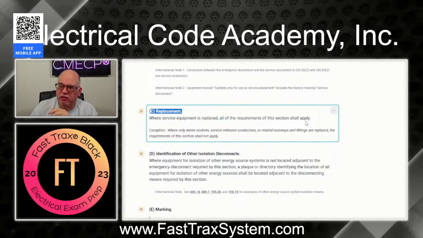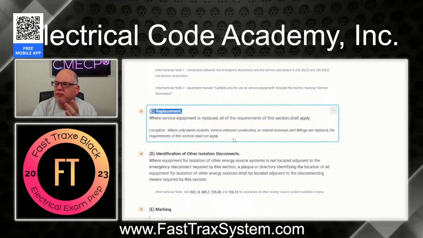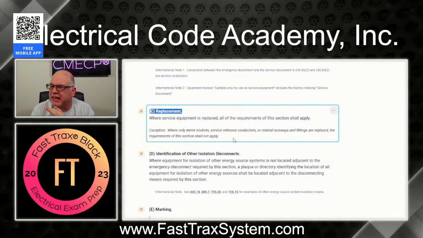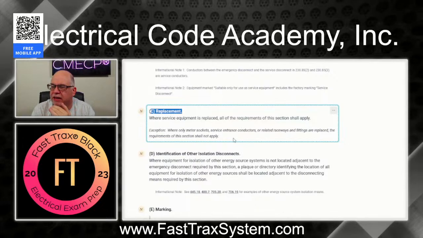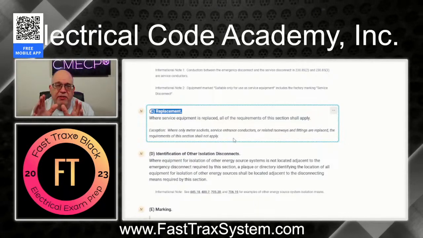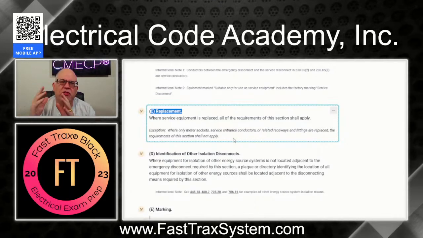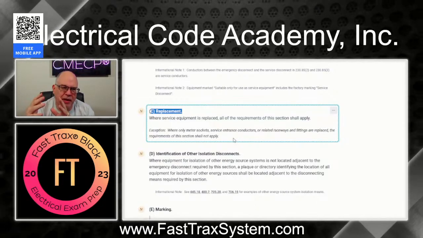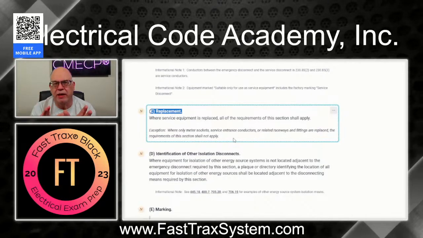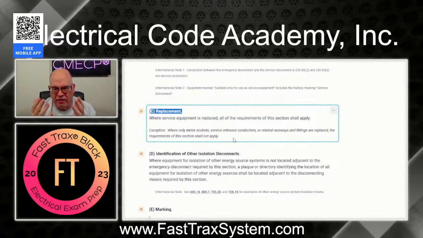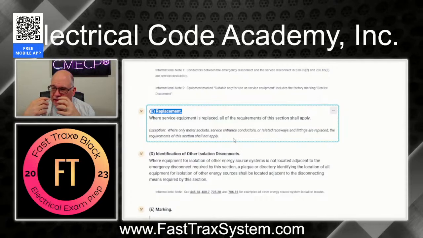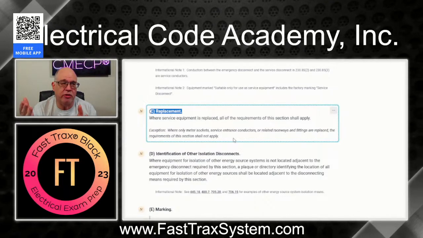But there is an exception, as we talked about earlier. If I'm only going to replace the meter socket, or I'm just going to replace the service conductors that are coming down, or I'm replacing the raceways or fittings that are associated with those service conductors, maybe in a storm or a tree has fallen or something happened, but I'm not replacing the panel, I'm not doing any upgrade there, then I'm okay to put it back the way it was. That's basically what this is saying, under the exception, right? But if I'm going to replace the service, then the exception's not going to apply.